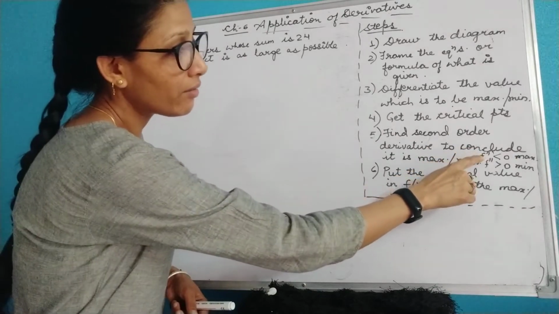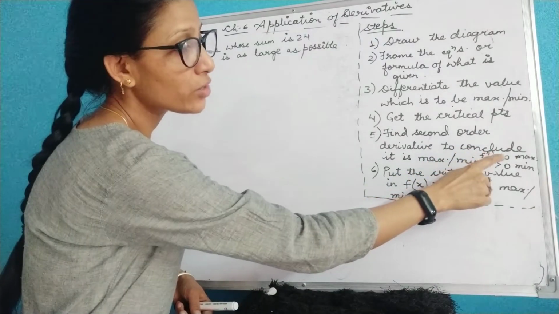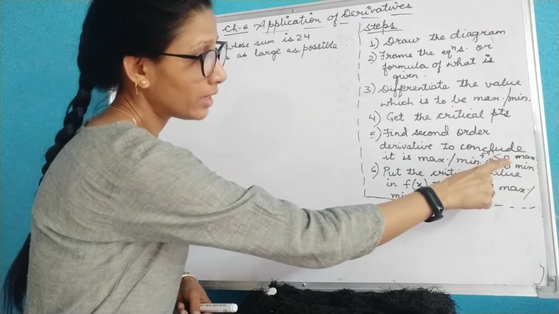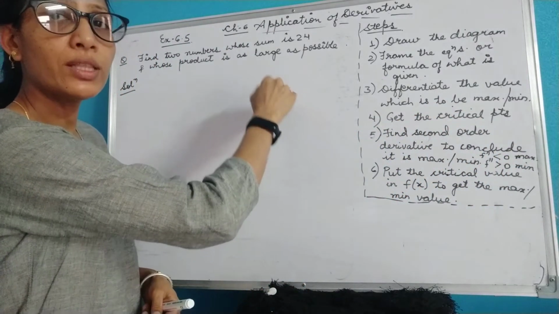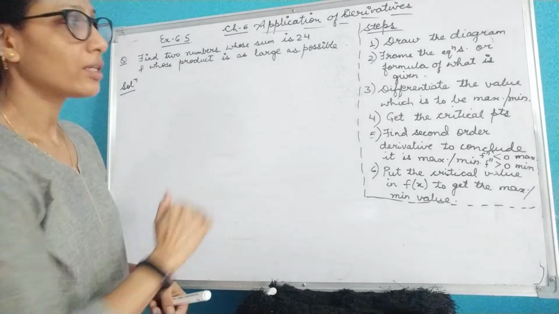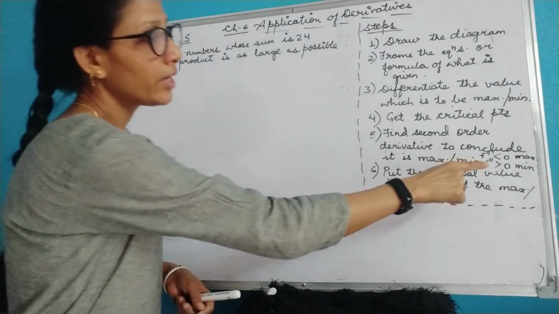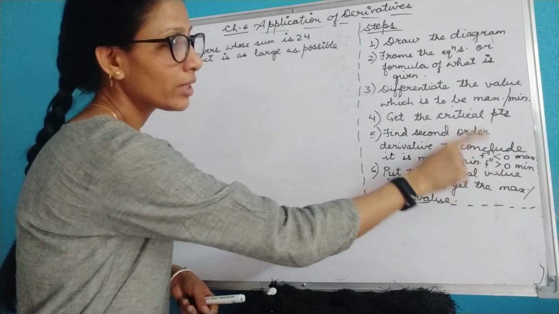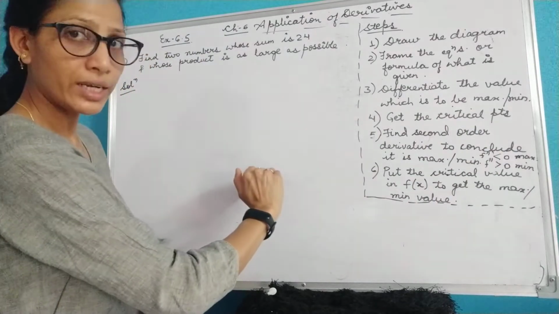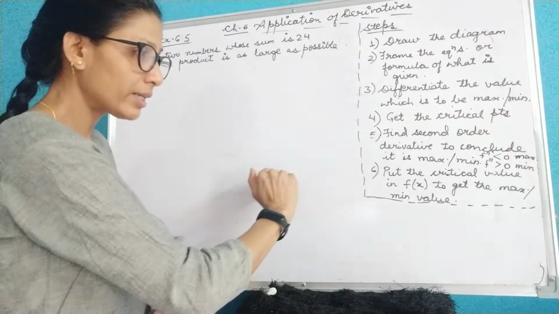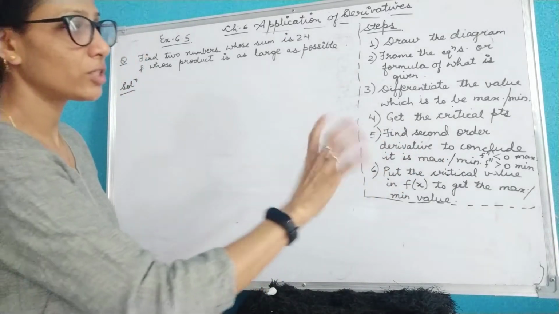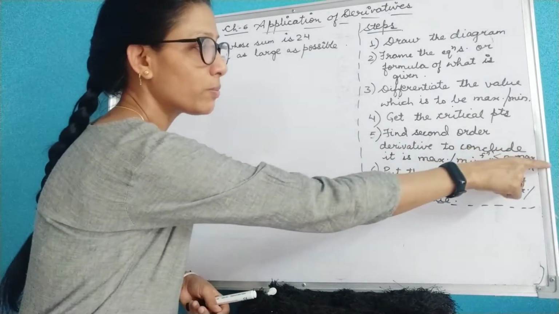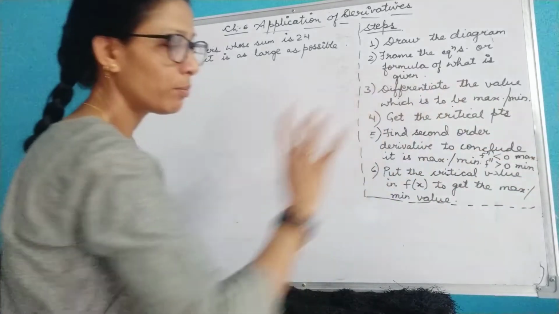Look here, f double dash, if it comes out to be negative, that means you will get a maximum. That means the function has attained some maximum value and then it is decreasing. Then it has started decreasing. If it gives you a positive value, that means you have attained a minimum value somewhere and then it has started increasing. So here the signs are just opposite. Negative value means maximum, positive value means minimum.